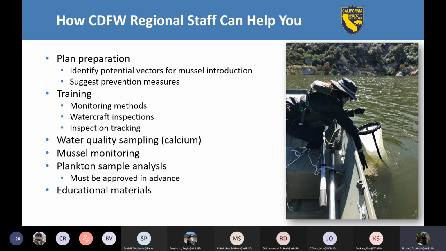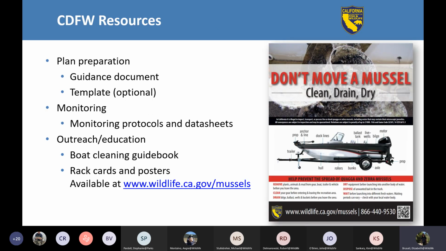And we can also provide educational materials. I mentioned the posters, the rack cards. We have those available for your education and outreach. And we offer resources on our website that can be helpful. So we have files you can download. We have a guidance document that talks about information on preparing a plan, a template that you can use that is optional. You don't have to use that template, but it might help you organize your information. We have the monitoring protocols, as I mentioned, that were recently updated, and those have data sheets going along with them that you could use for your monitoring program. We also have some other outreach and education items, such as a boat cleaning guidebook posted on our website. And wildlife.ca.gov/mussels is our main quagga and zebra mussel website.